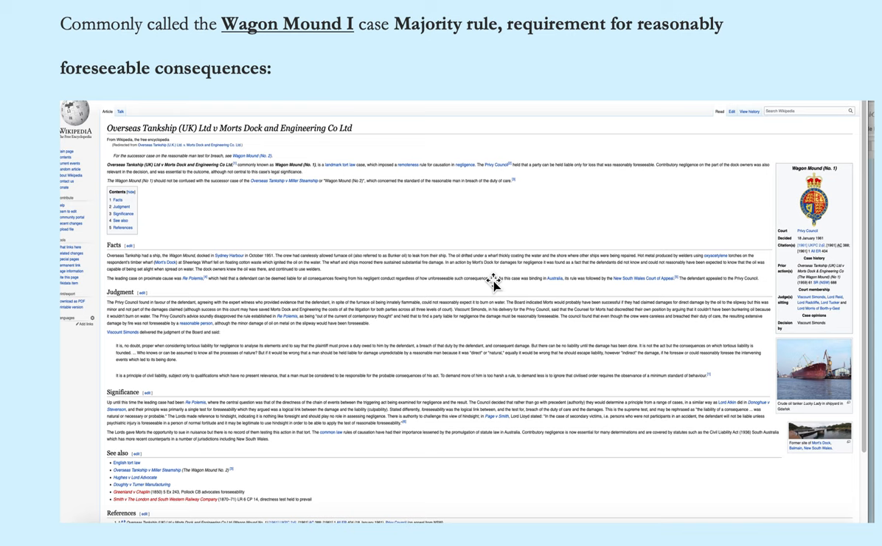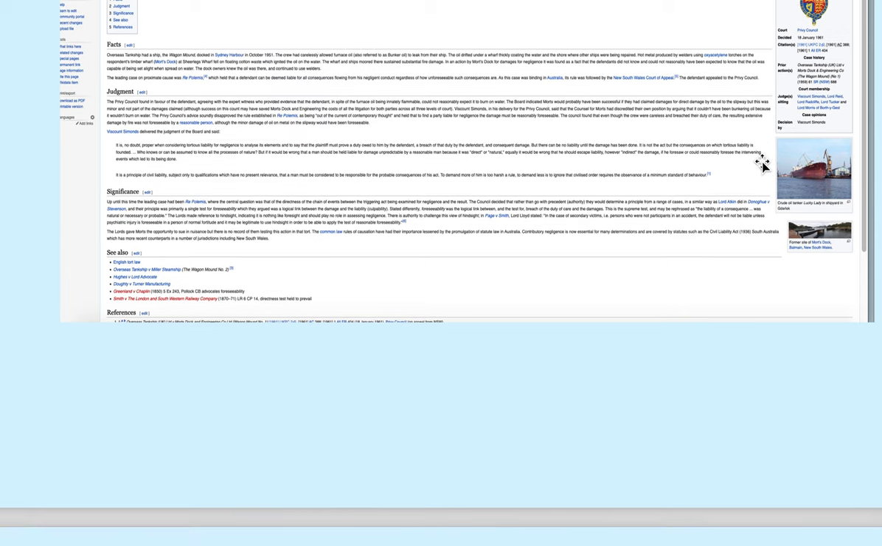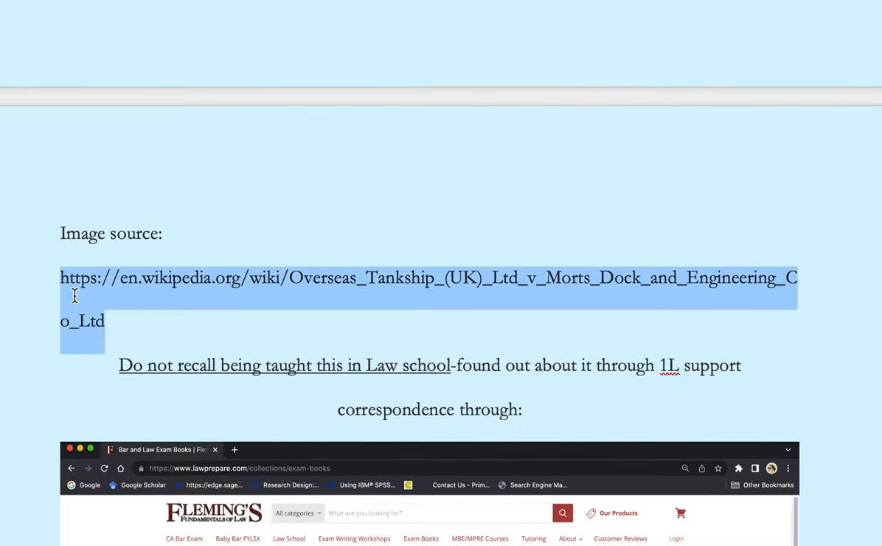This is another ship-type case: Overseas Tank Ship UK Limited versus Mort's Dock and Engineering Company Limited. It's a majority rule requirement for reasonably foreseeable consequences. And again, we're looking at causation and the domino effect. It's not enough to have the but-for cause, or the actual cause, or its substitute, the substantial factor test, but now you have to prove proximate cause or legal cause. And so these are some of the decisions on which the newer theories are based.